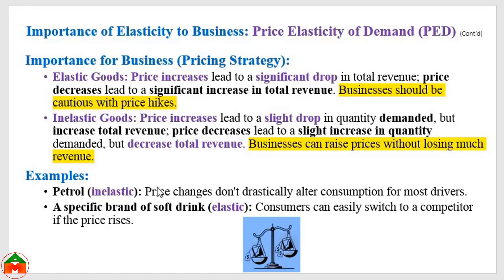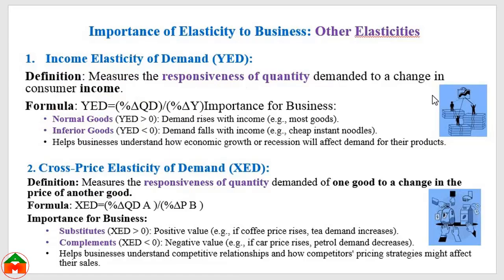For example, the price of petrol is an inelastic product. If you change the price of petrol, there will be a slight drop in the demand. In the previous slide, we learned about the price elasticity of demand. Now we are going to discuss the other types of elasticities, for example, income elasticity of demand and cross price elasticity of demand.